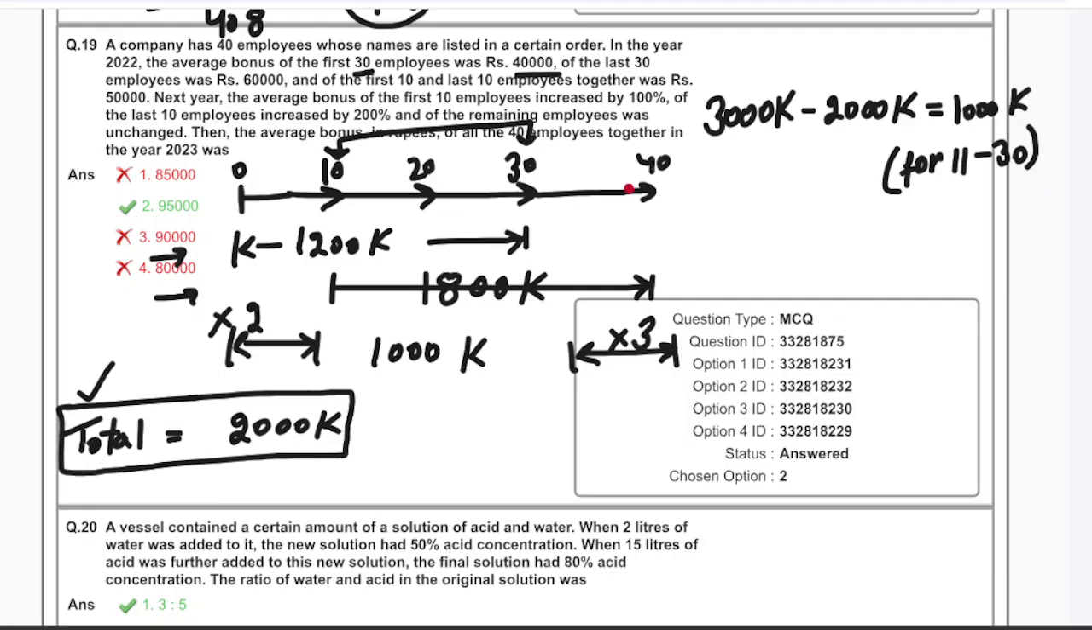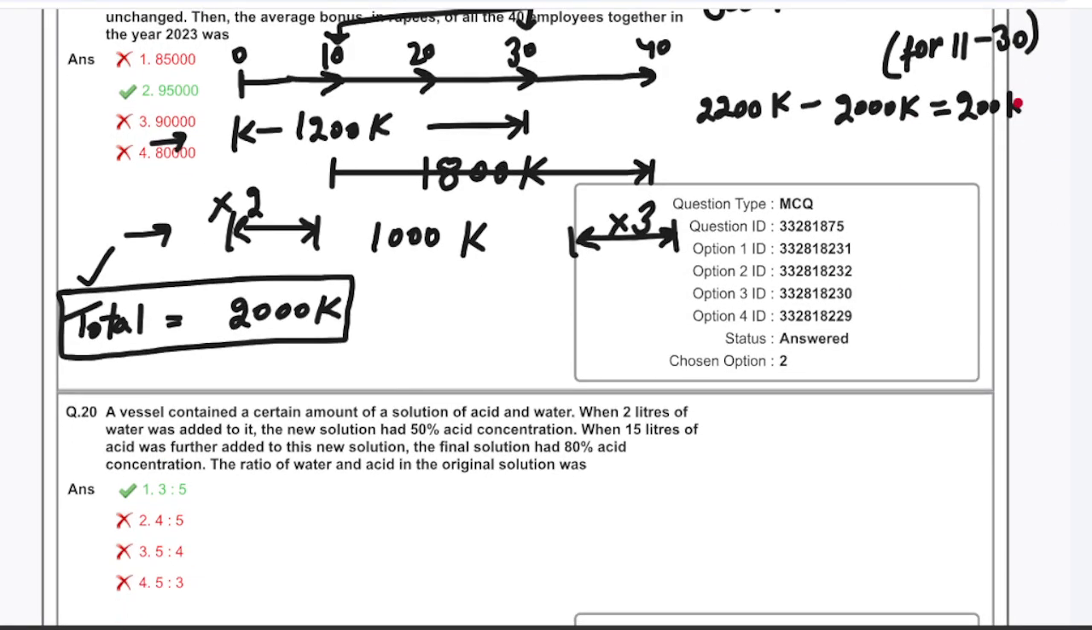Now, the same way, if we add first and last, we can see we get 1 to 30 and 1 to 10 and 31 to 40. That means again from 1200 plus 1000, that is 2200. If we subtract this complete 2000k, we get 200k, and that is for 1 to 10, because 1 to 10 was repeated twice, here also and here also.